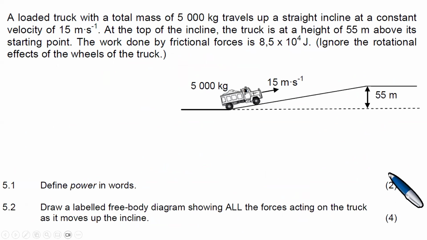Here comes a loaded truck. A loaded truck with a total mass of 5,000 kilograms. There is the truck. It travels up a straight incline at a constant velocity of 15 meters per second. At the top of the incline, the truck is at a height of 55 meters above its starting point. The work done by friction forces is 8.5 times 10 to the 4th power joules. Ignore rotational effects of the wheels of the truck.